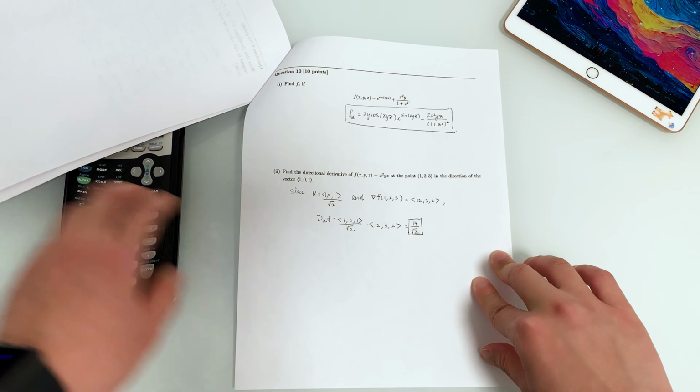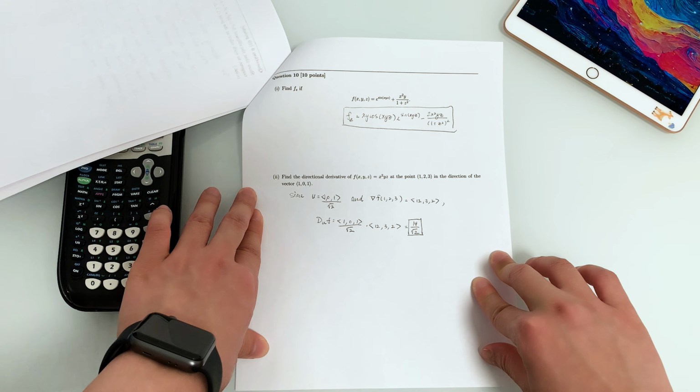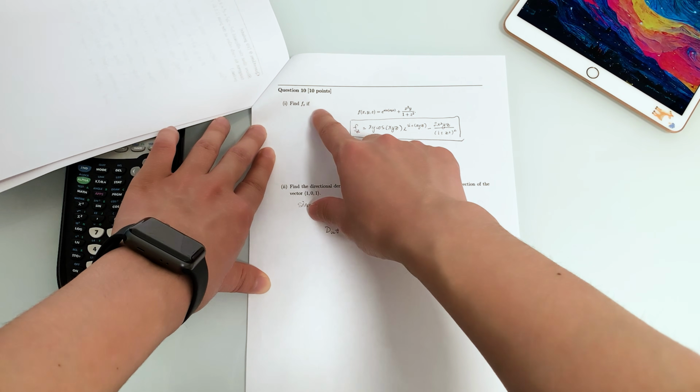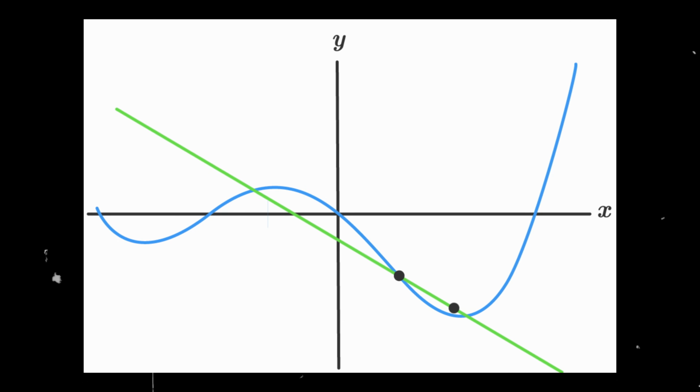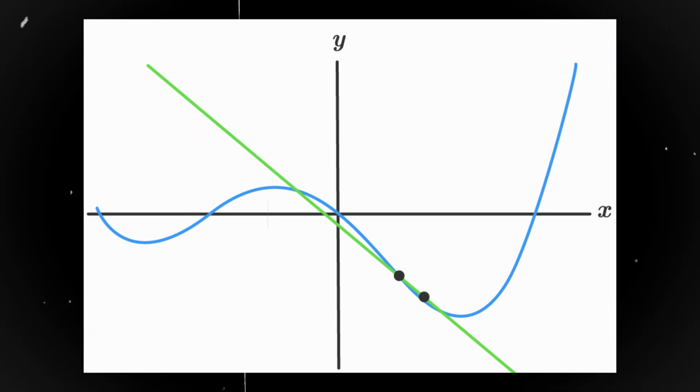Last but not least is question 10, which had two parts. The first part asked us to find the partial derivative with respect to z. Like integrals, derivatives are another fundamental calculus concept used to find the instantaneous rate of change of a quantity like position or velocity. Partial derivatives measure how a function changes with respect to one variable while keeping other variables constant.